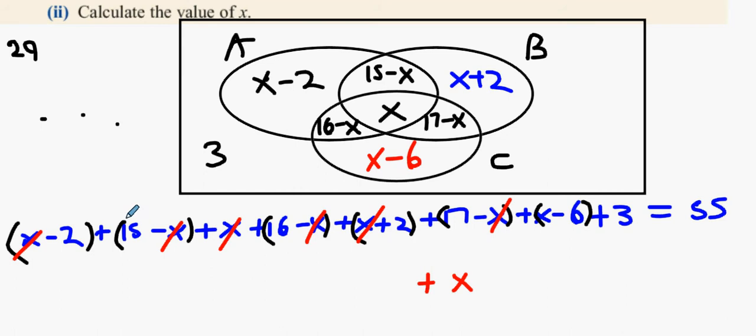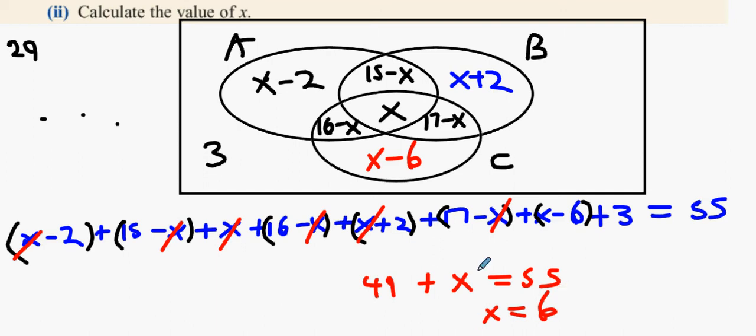Minus 2 plus 15, 13. 13 plus 16, 29. 29 plus 17, 46. 46 plus 3, 49. And then x must be 6. Okay, that's all we're asked to do. Just calculate the x value and drive on. Okay, drive on. How many people got x equals 6? Yeah, I got it.